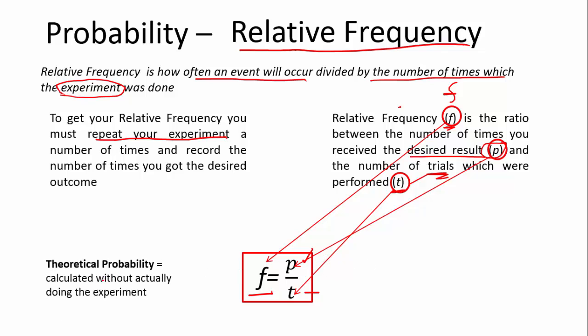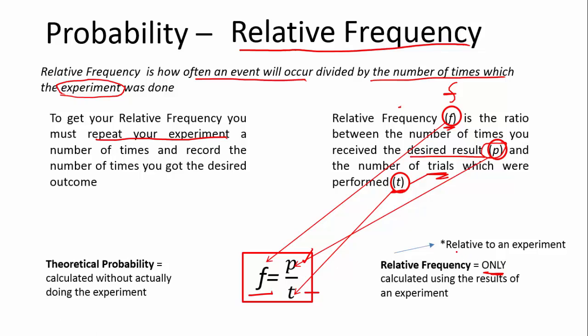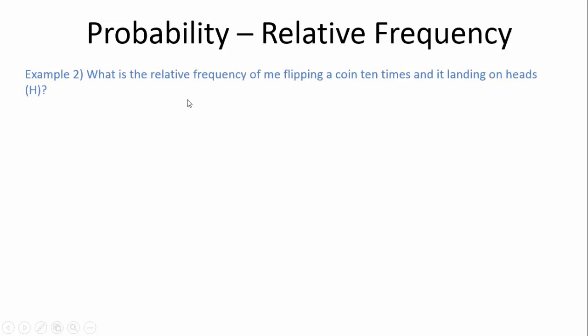The theoretical probability is calculated without actually doing the experiment, and the relative frequency can only be calculated using the results of an experiment. Okay, remember, relative frequency is relative to an experiment. Let's go into an example. What is the relative frequency of me flipping a coin 10 times and it landing on a heads?